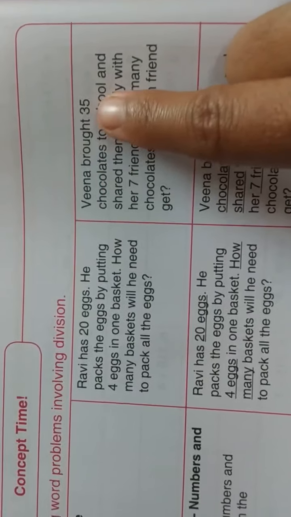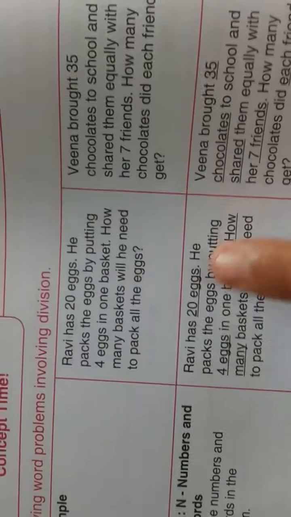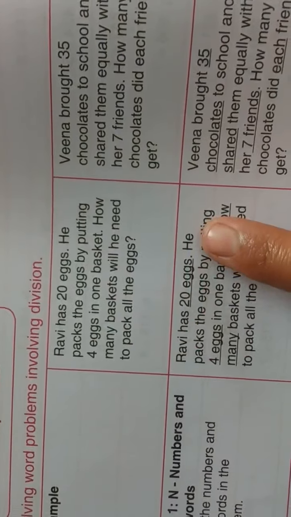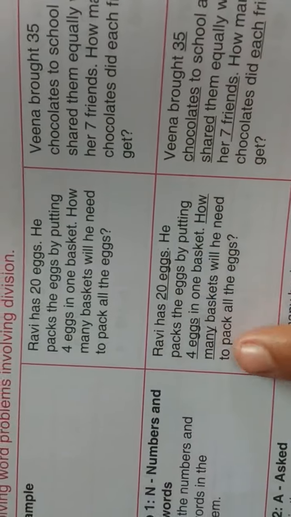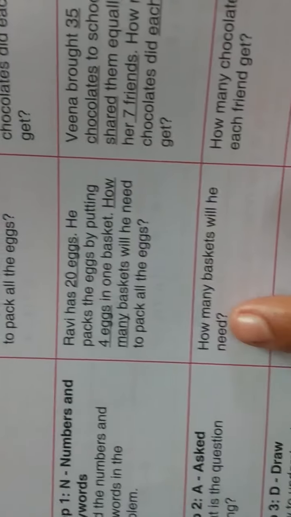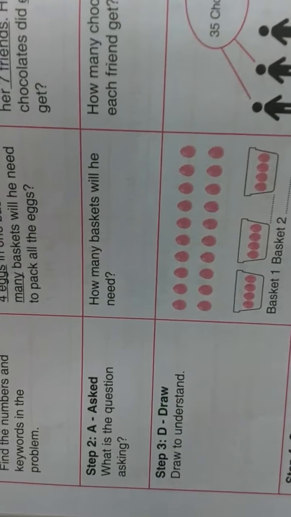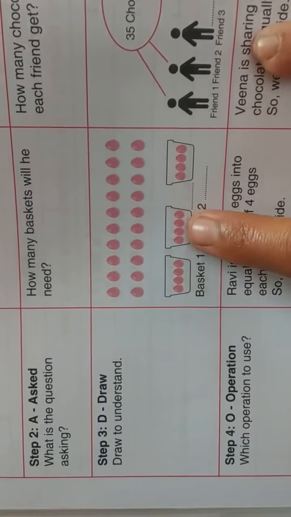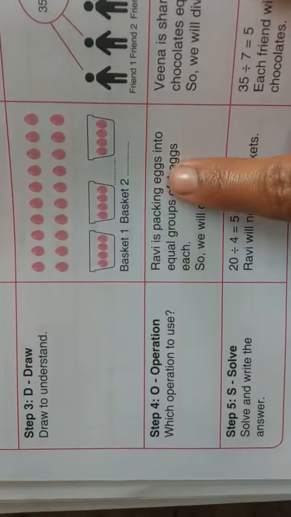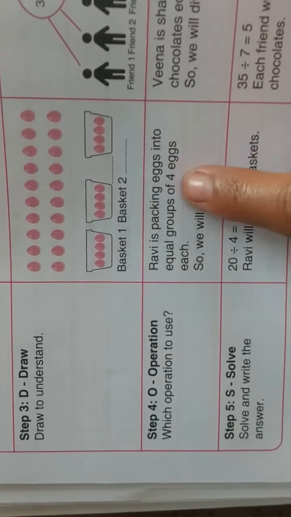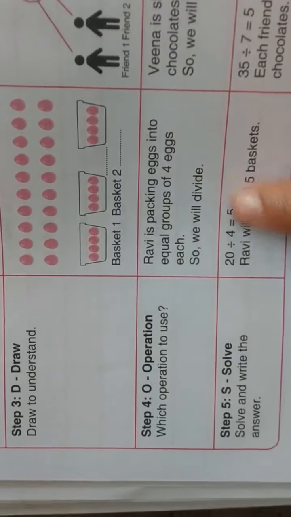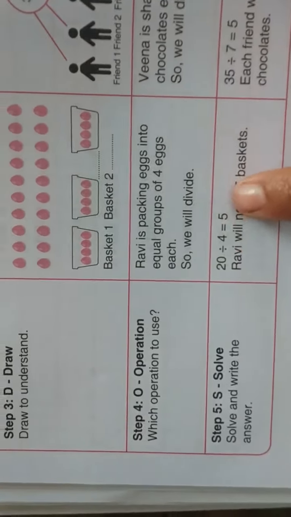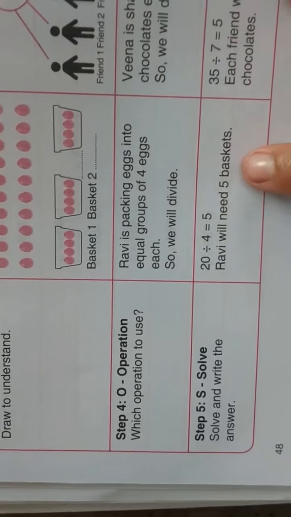So in that, what we have to do? Ravi has 20x, 4x in one basket. How many baskets will be needed? The answer is how many baskets he will need. So here we have to draw boxes. In each box, 4 eggs are there. So Ravi packed eggs into equal groups of 4 eggs each. So we will divide: 20 divide 4 is equal to 5. How many baskets did Ravi need? 5 baskets are there. ठीक है.